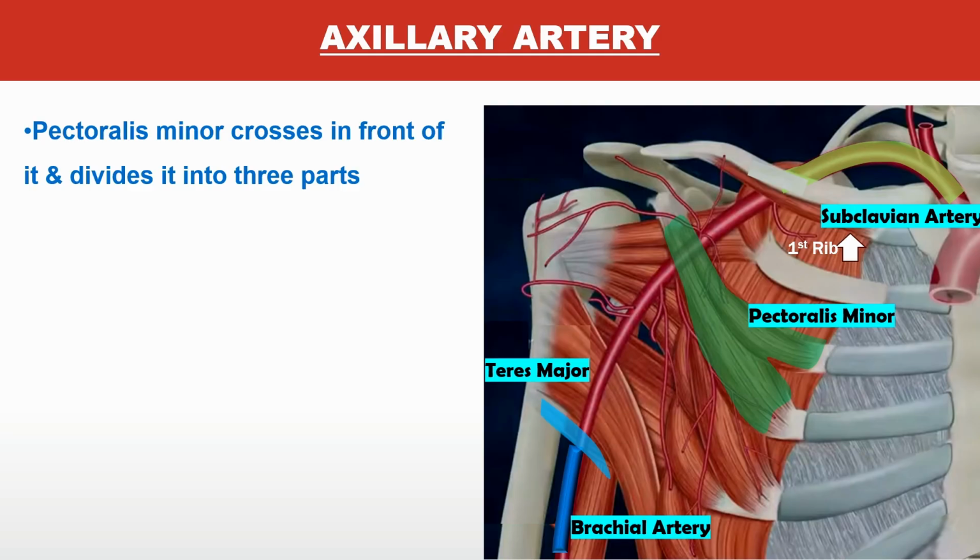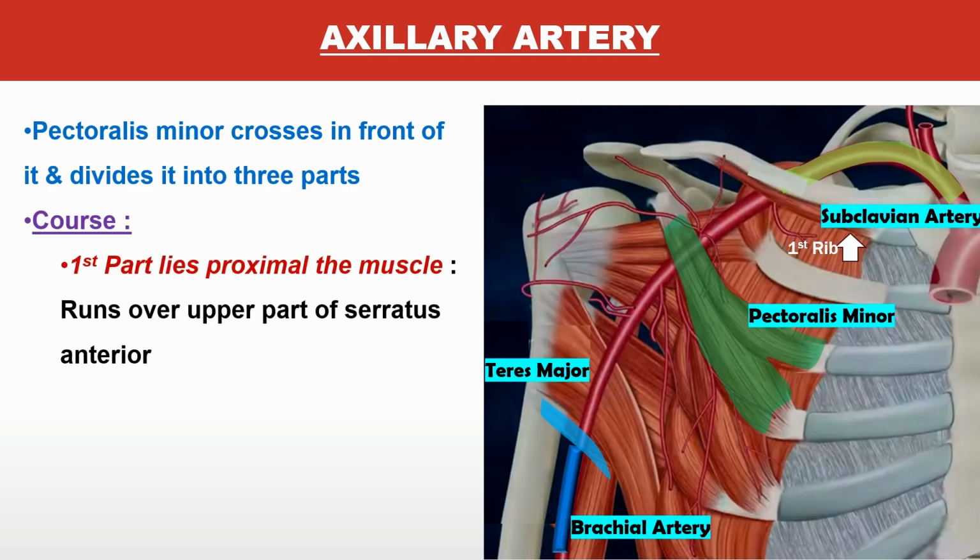Part 1, that is the first part. Second part that lies behind and we cannot see it. We'll have to reflect the pectoralis minor to see this part. And the third part. The course of this artery is that it runs over the upper part of the serratus anterior, that is on the first part, close to the first rib.